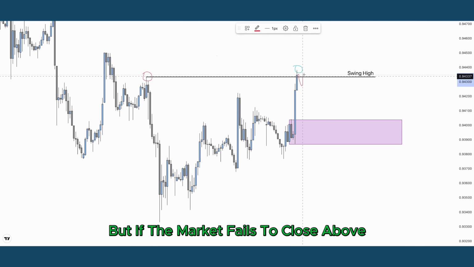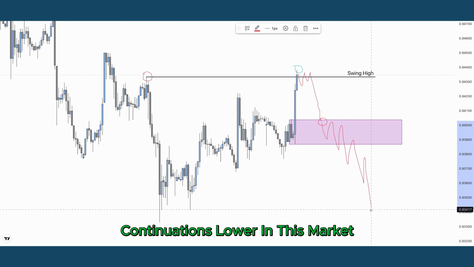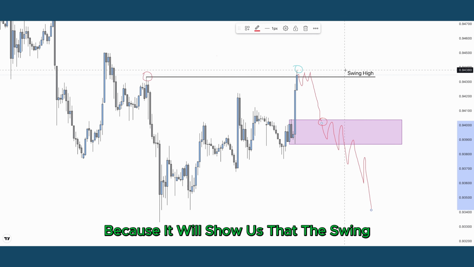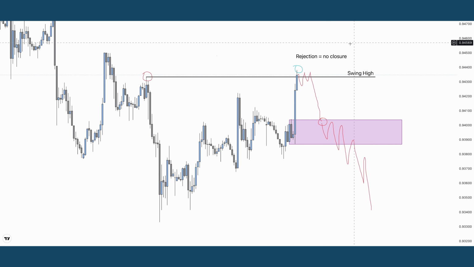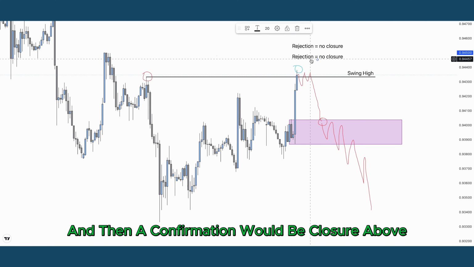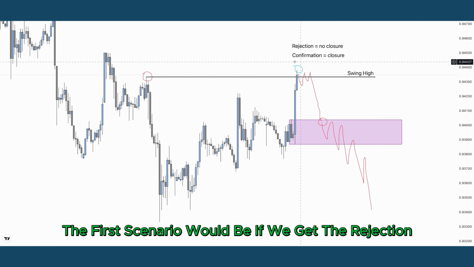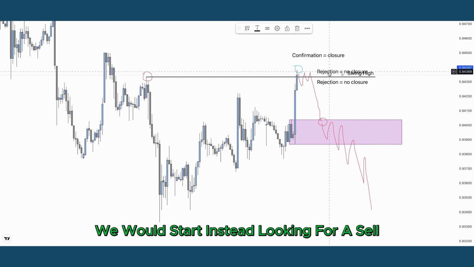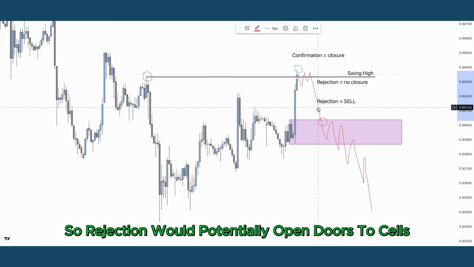But if the market fails to close above, then we could instead be about to see continuations lower in this market, because it will show us that the swing high has been rejected. So a rejection would be no closure, and a confirmation would be closure above. This would leave us with two scenarios. The first scenario: if we get the rejection, we would start looking for a sell. So a rejection would potentially open doors to sells.